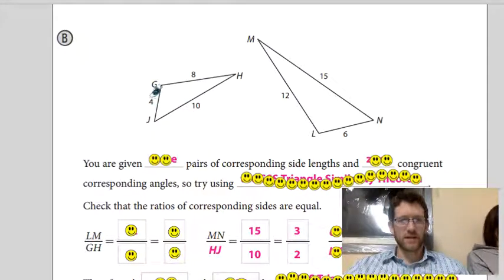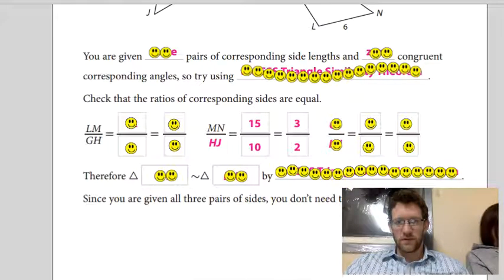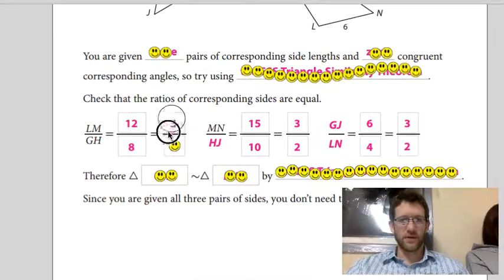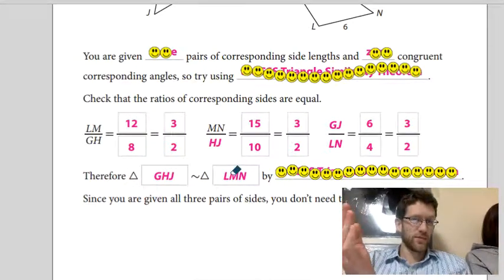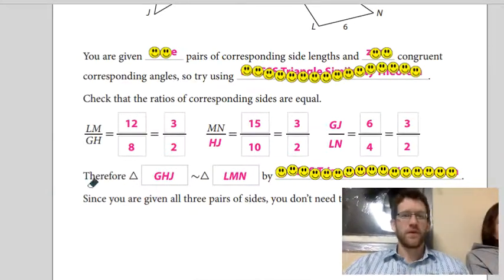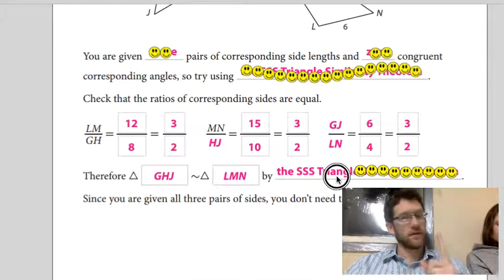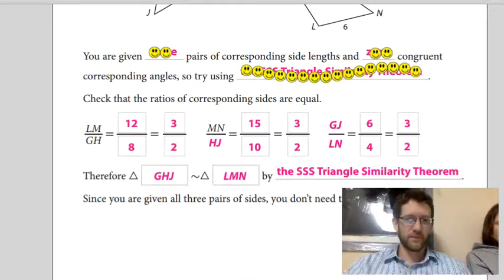And then I'd pick the two smallest, which is GJ and LN, which comes out to 3 over 2. And then finally the two middle ones, which also comes out to 3 over 2. Therefore, we can conclude that they are similar using the side, side, side triangle similarity theorem.